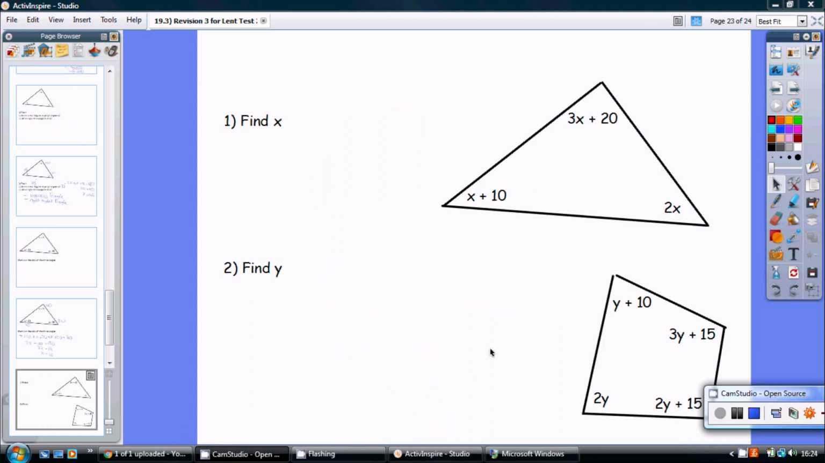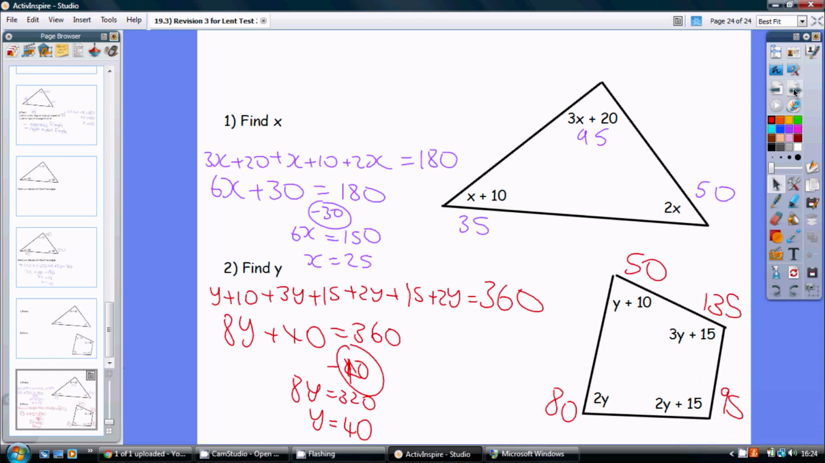And a final couple for you to have a go at, please. So pause the video. So the first one, very similar to the others. Add all the angles together to equal 180 and solve. So x was 25. So this angle's 35, that's 50, and well, that's 95.